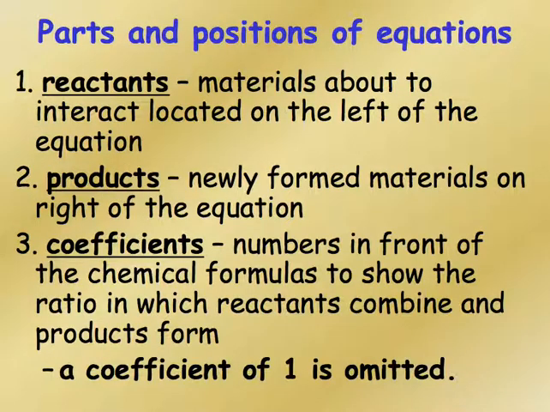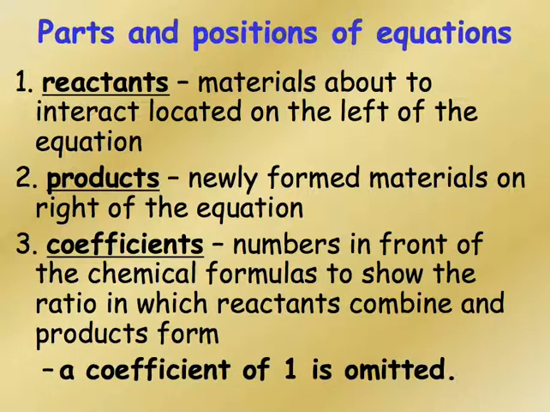There are parts and positions of equations that we need to be aware of. The first part is reactants. They are the materials that are about to interact, located on the left side of the equation. So they are our beginning parts or our starting point. The other part of our reaction is called a product. It's the newly formed materials on the right side of the equation. So a product is what is being formed, and the reactants are what are going into the equation.